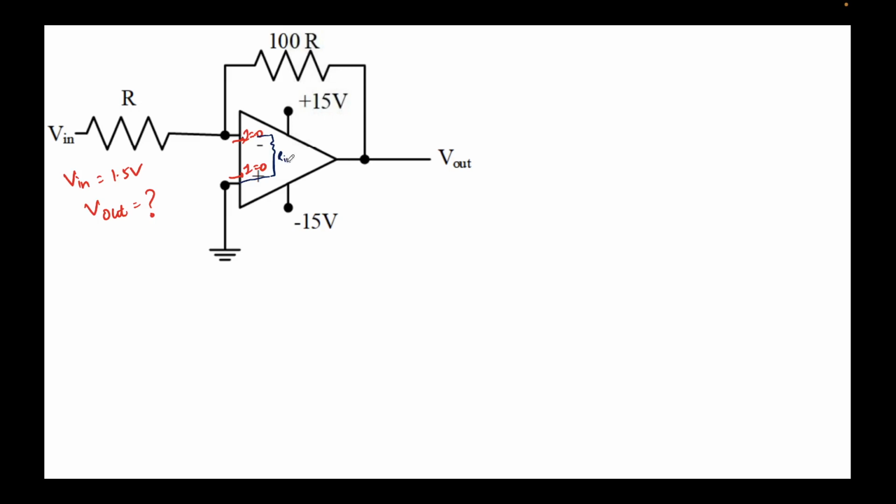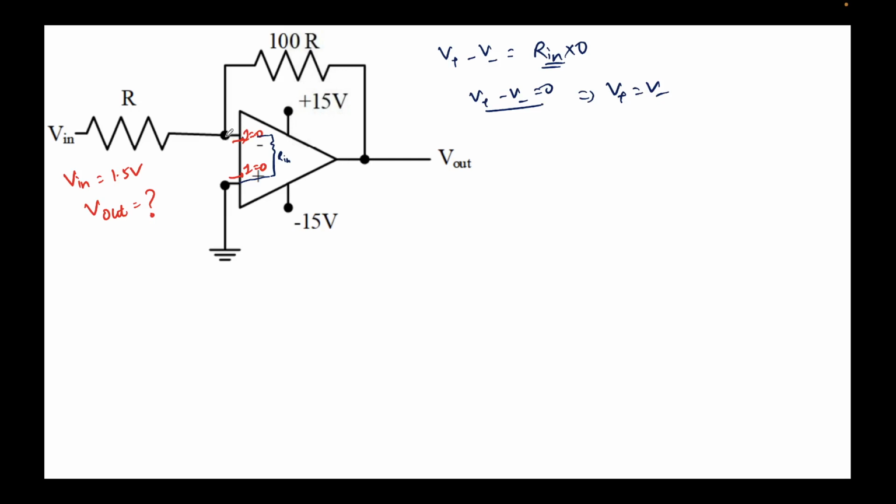This is Rin, right? If I apply Ohm's law across this Rin, I can write V plus minus V minus equal to Rin times 0. Remember that Rin is usually a very high value, mega ohms or something like that. Why 0? Because there is no current flowing here. So I get V plus minus V minus equal to 0. This implies V plus equal to V minus.